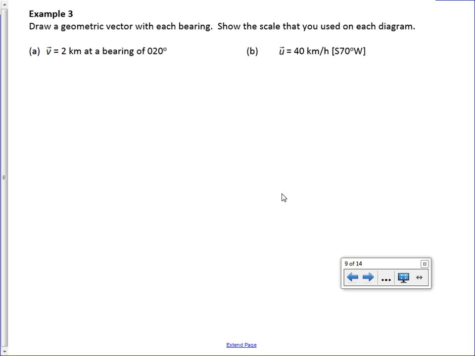They would like you to use some sort of scale based on your ruler. For example, in A it says vector V equals 2 kilometers at a bearing of 020 degrees. So there's that 3-digit bearing again. Let's start by drawing a north. Is everyone okay that I really only need a north, maybe you don't even need the east, 100% to be able to draw this?